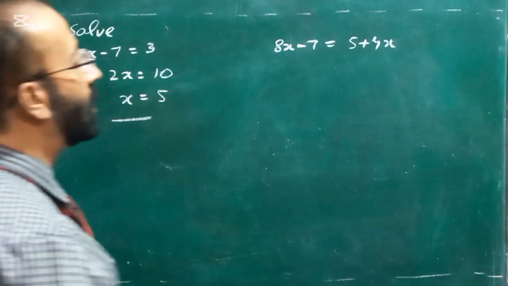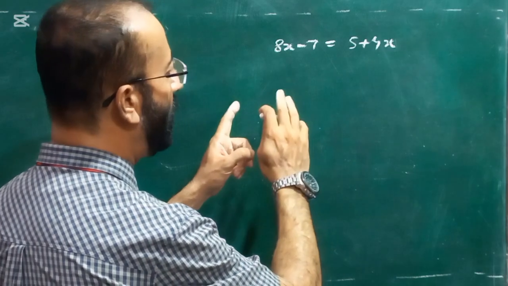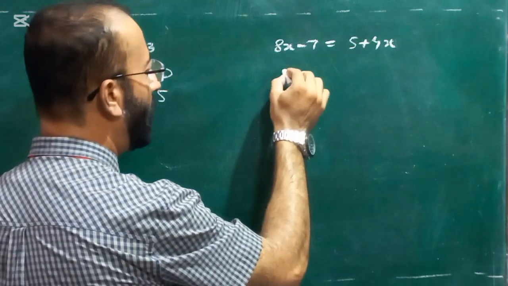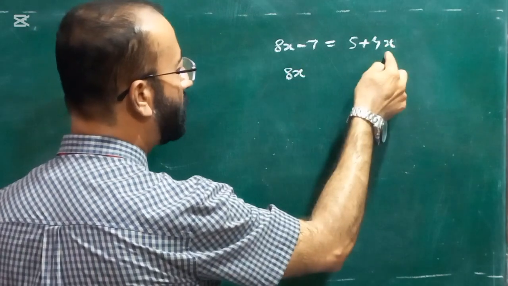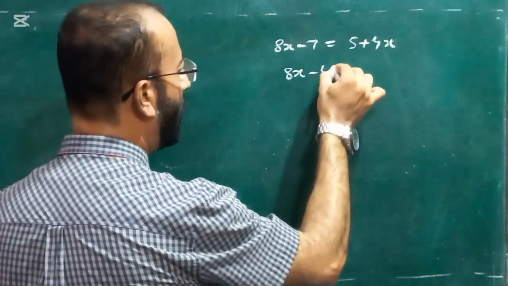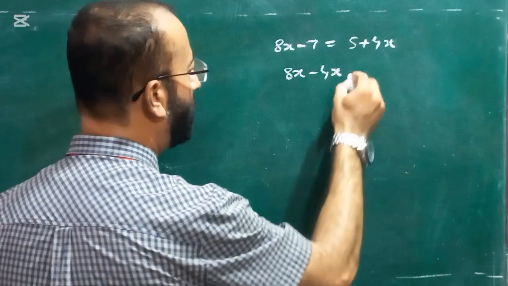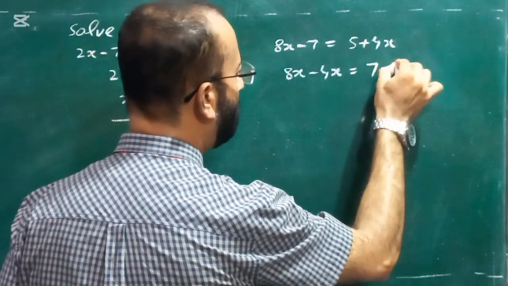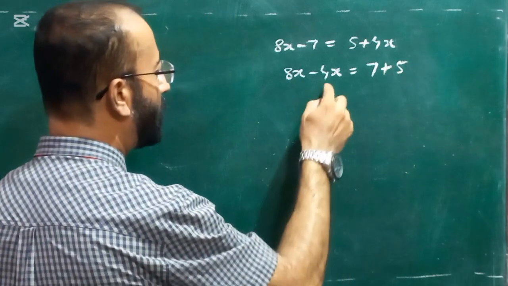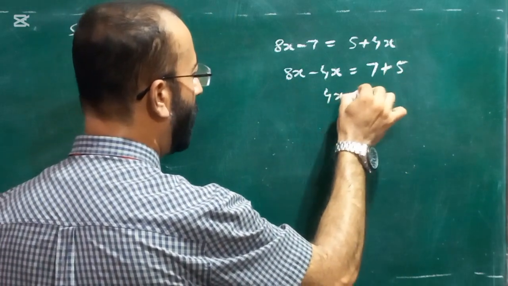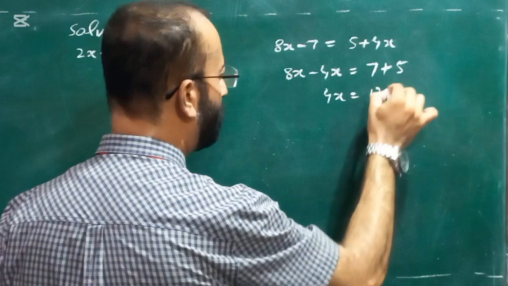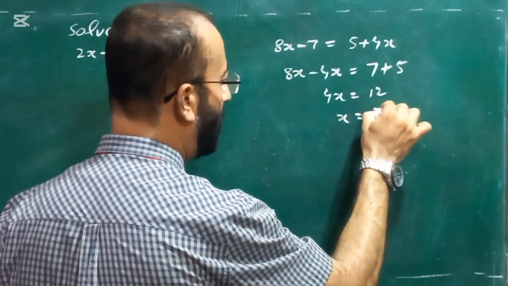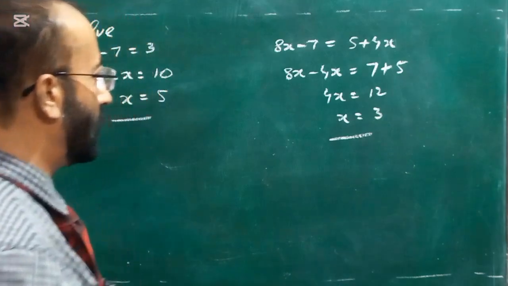In this question, first the variables will be gathered. We have to make the variables on the same side. So 8x is here. This plus x will be subtracted and will come to the left hand side, and this -7 will go to the right side, and plus 5 is still there. So 8x minus 4x will be 4x, and 7 plus 5 is 12. Now this 4 will go to the denominator of 12, and 12 divided by 4 will be 3. So this is the answer.